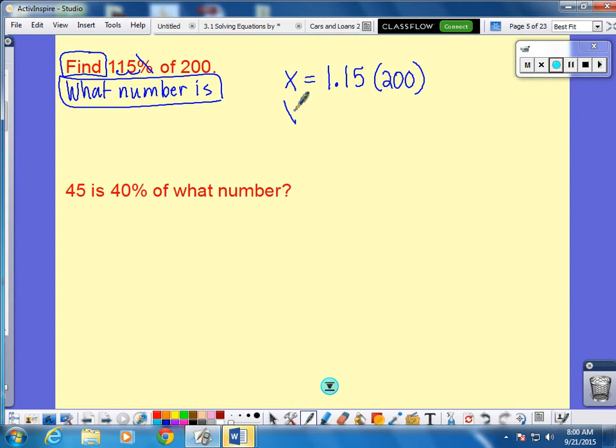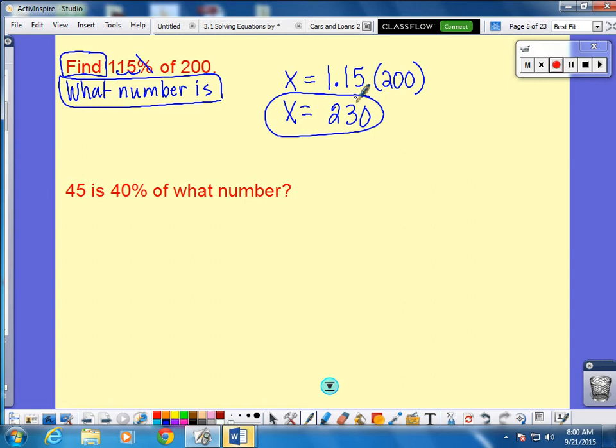And so all I need to do is type that in. And what is 1.15 times 200? 230. 2 times 15 is 30. Alright, so any questions? Easy stuff, right?